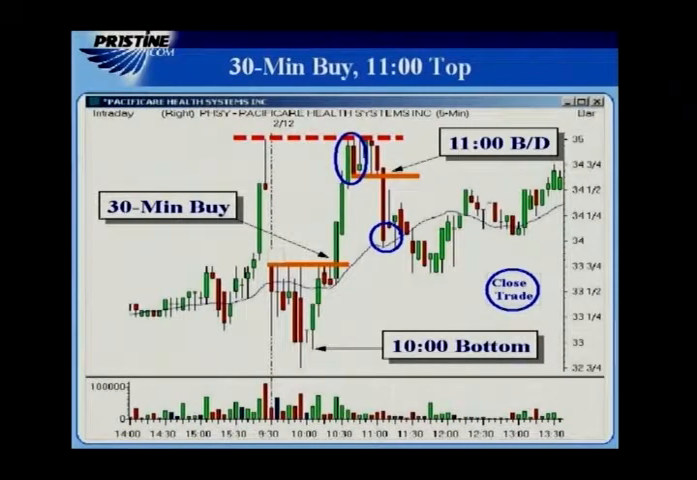I'm speeding up here because I have a few minutes and I do want to get through most, if not all, of the material here.